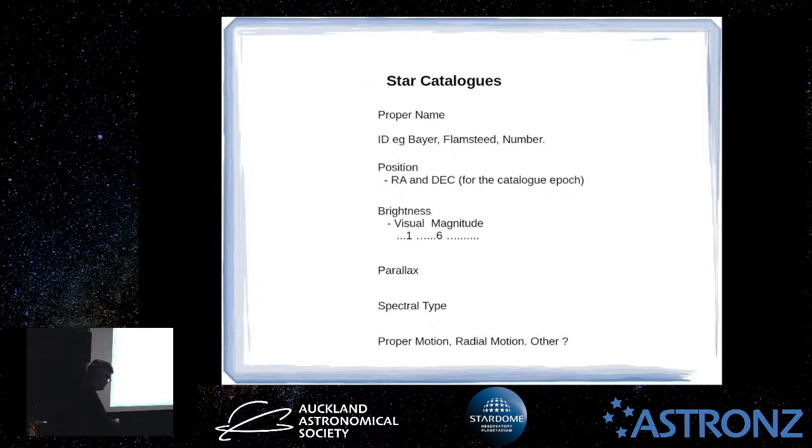There's also radial motion, so is the star moving away or towards us? So a catalogue might tell you that information as well, and lots of other stuff.